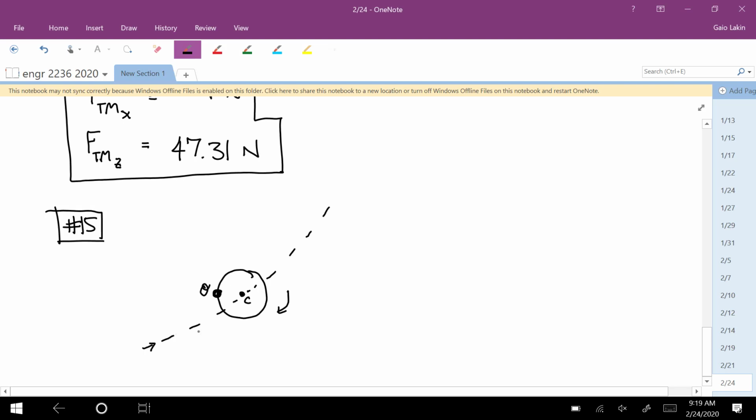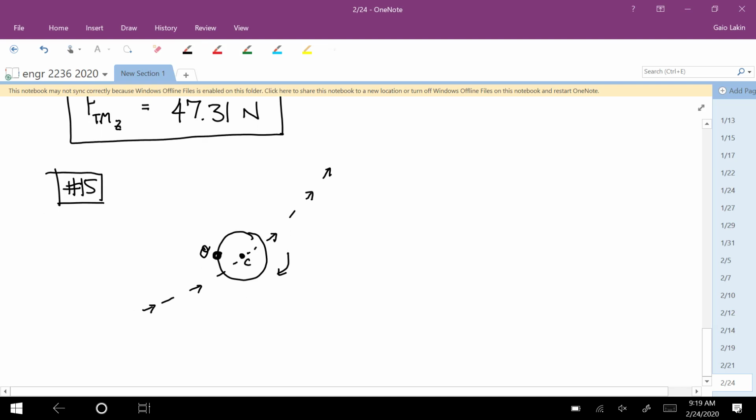And it's moving in the positive x direction along that path. And we're given that the mass of the object is 0.01 kilograms. It's in uniform circular motion with an angular velocity. Well, it says that it's rotating clockwise, so the angular velocity is negative 15 radians per second.